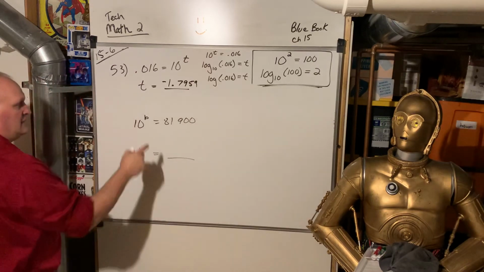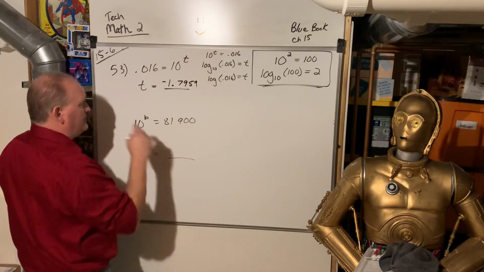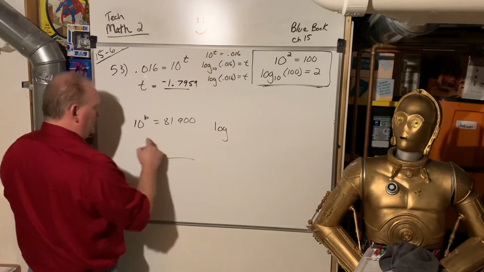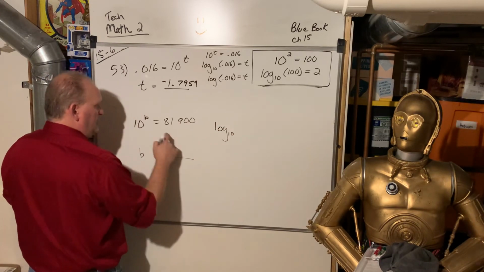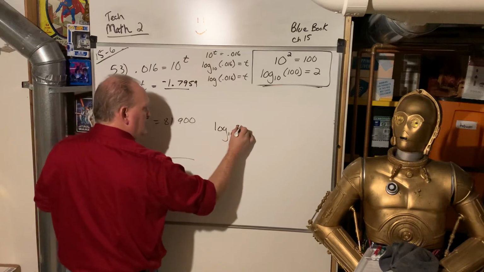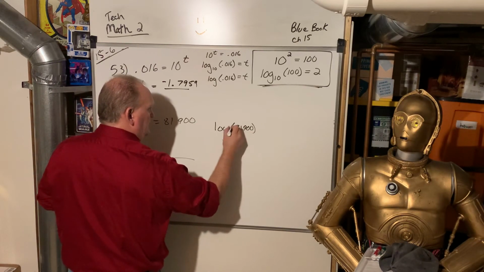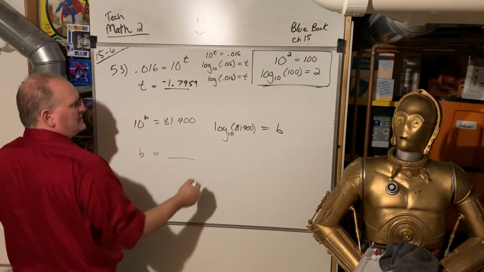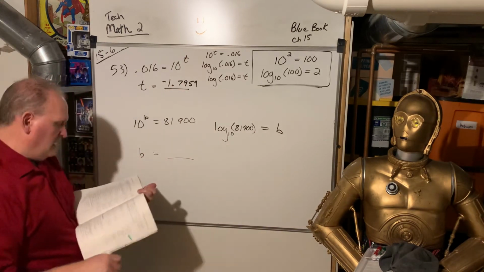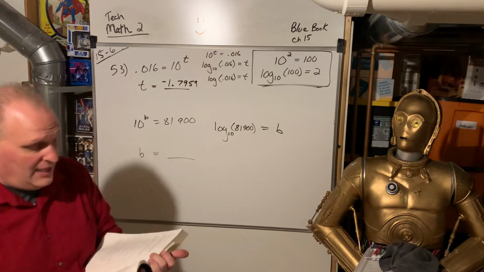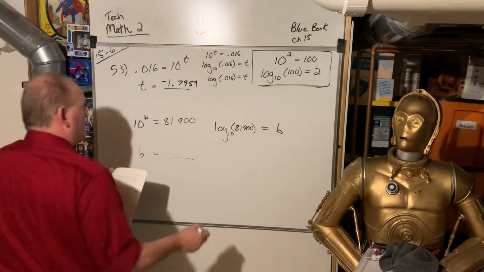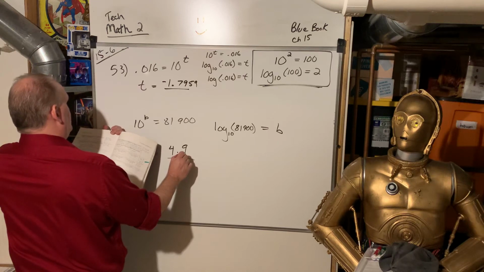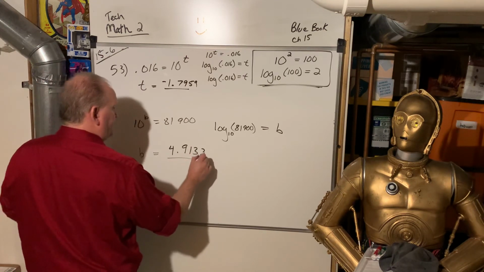Okay? Same dog, different fleas, right? So we've got log base 10 of 81,900 is equal to b. And so that's just my calculator. Just stick that in, log 81,900, hit enter. That's going to be a bigger number. That's going to be 4.9133. All right.